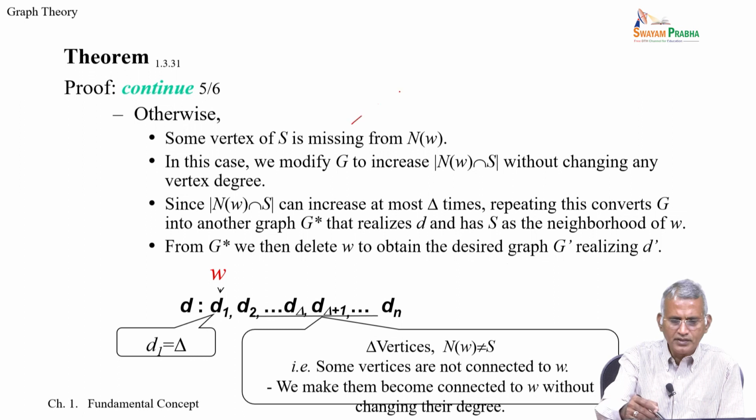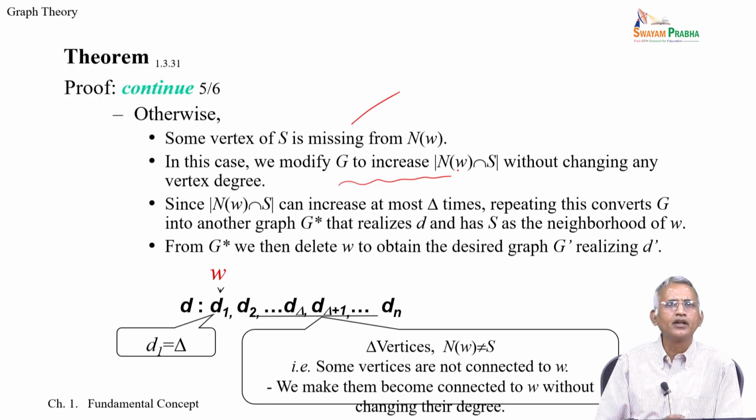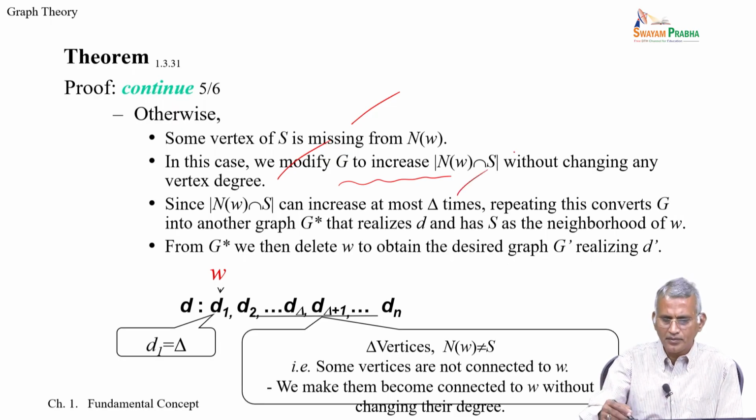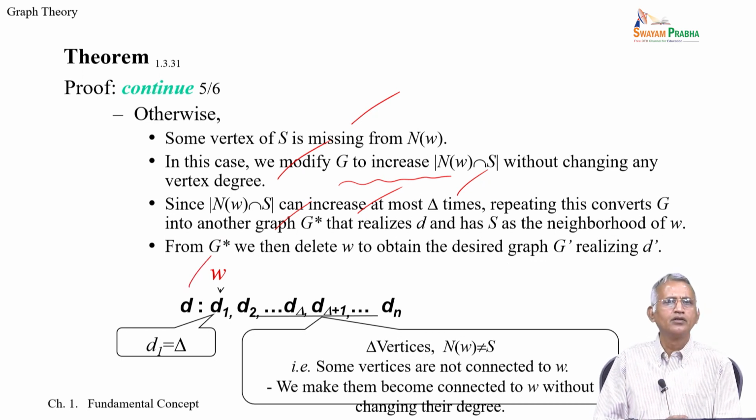Otherwise, some vertex of S is missing from N(W). In this case, we modify G to increase the size of N(W) intersection S without changing any vertex degree, and this can increase at most delta times. So, repeating this converts G into another graph that realizes D and has S as the neighborhood of W. From G we then delete W to obtain the desired graph G' realizing D'. So, D: d1 to dn, if d1 is delta, the delta vertices of N(W) not equal to S. So, some vertices are not connected to W, and we make them connected to W without changing their degree.